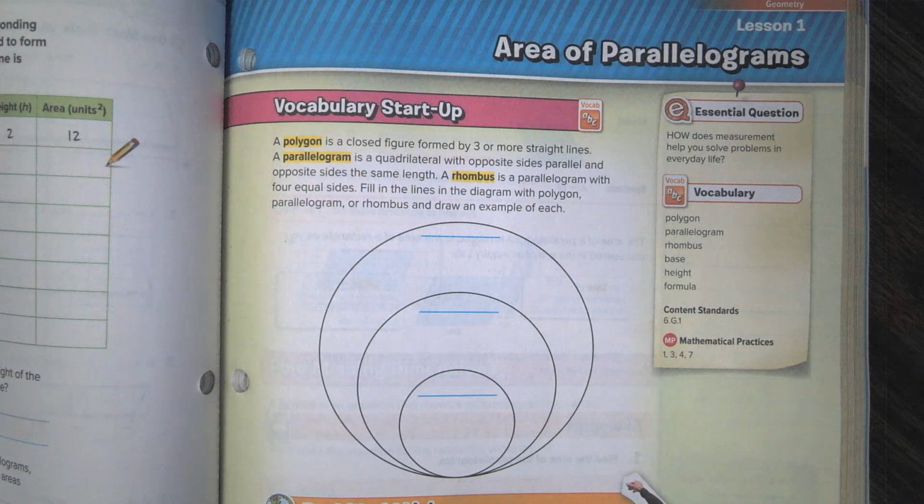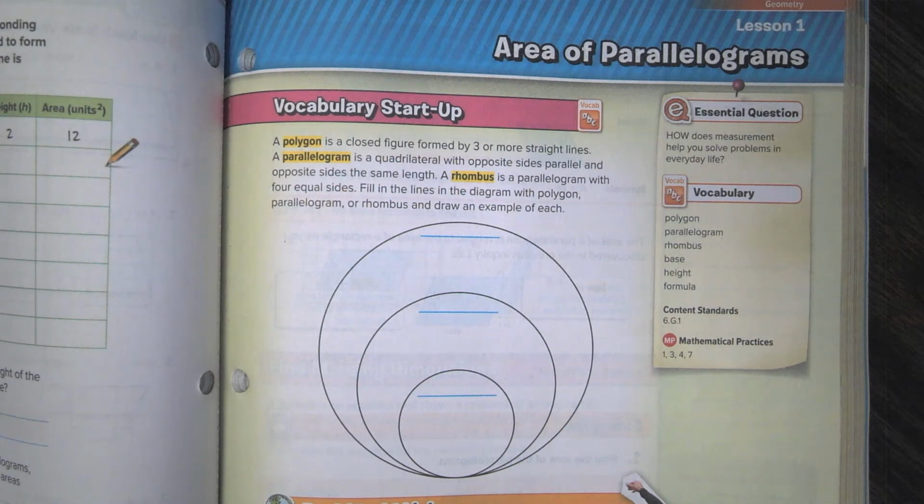Okay, so we're going to talk about a parallelogram today. So a parallelogram is a quadrilateral with opposite sides parallel and opposite sides the same length. It's kind of like a rectangle. It's just that it can be kind of diagonally, it can be kind of funky looking shapes. Basically it's a rectangle, okay, it's just they've moved it a little bit. A rhombus is a parallelogram with 4 equal sides, kind of like a square. But then again, it's kind of tilted again. Okay, it's a little bit different than a square, but basically the same thing.